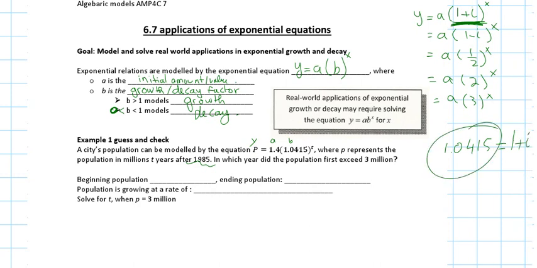And that letter t, which is the exponent t, is representing the exponent x. Right? So, what's my beginning population? 1.4 million. Now the question is asking you in which year. So I'm looking for what? What letter am I solving for? T. In which year did the population first exceed 3 million? So what is my ending population? 3 million, because that's what the question is asking me for.